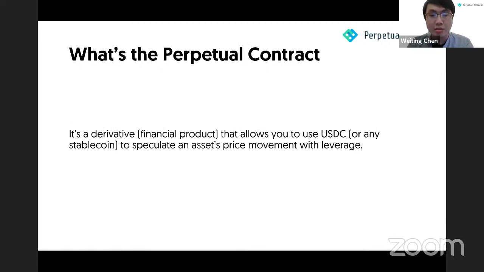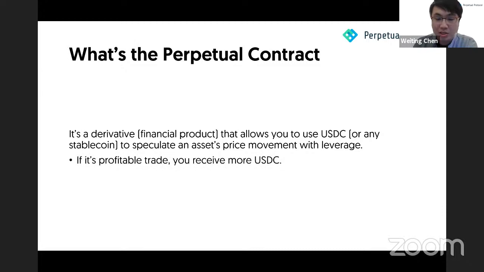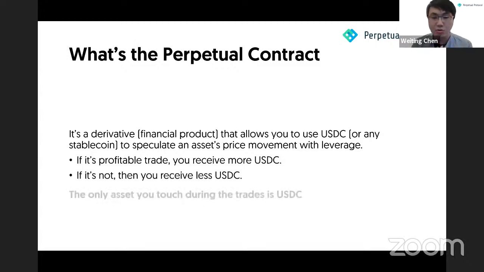So what is the Perpetual Protocol? It's a derivative, or I should say financial product, that allows you to use USDC or stablecoins to speculate on an asset price movement with leverage. So you use USDC to open the position. And if it's a profitable trade, you'll receive more USDC than the amount you put in. Otherwise, you'll receive less USDC. And the only asset you touch during the trades is USDC.